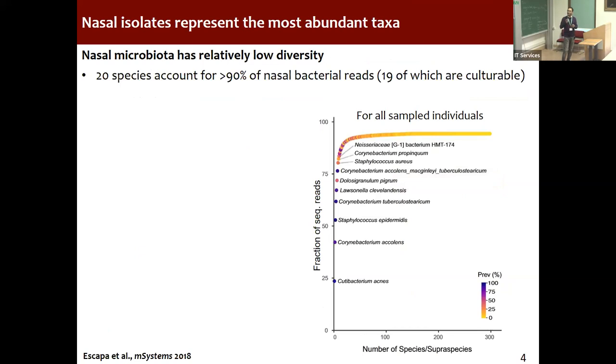But perhaps more importantly for us, our interest comes from this relatively low diversity in the nasal microbiota. So this is work from Katherine Lemon's lab, and they have looked at the species across the human population and essentially counted how often you would see a specific species and what's their relative abundance. And if you look at the number of reads, you see that a handful of species account for the majority of reads in that environment. So overall, if you go up to 20 species, you can account for 90% of the reads. So these are the major players in this environment.